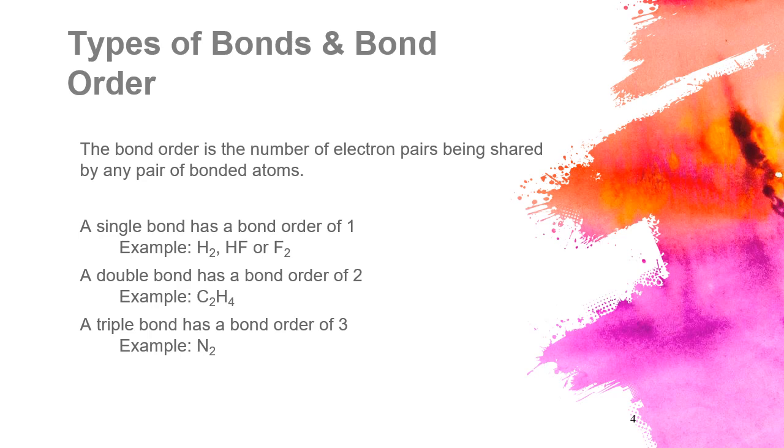A double bond has a bond order of 2, for example oxygen or C2H4. A triple bond, for example N2, nitrogen, has a bond order of 3.